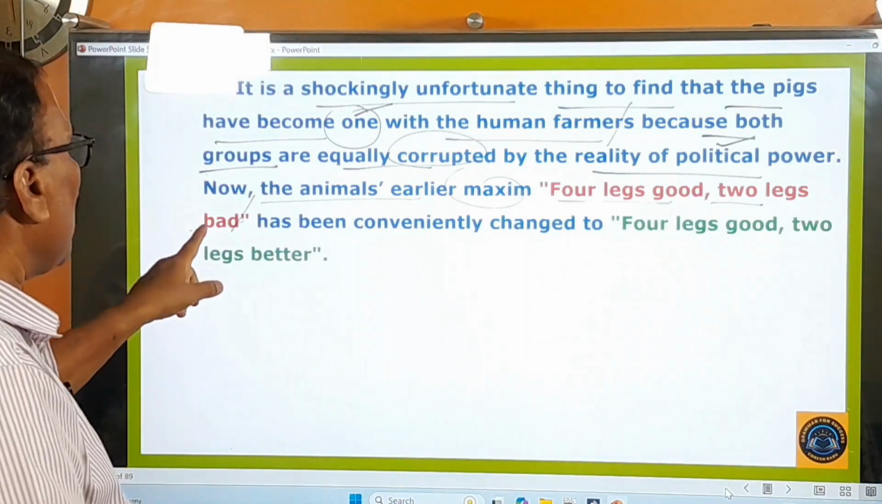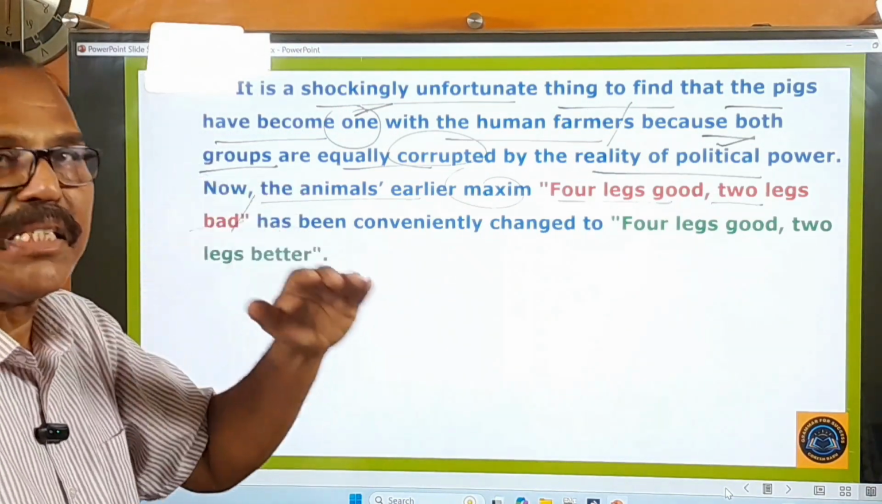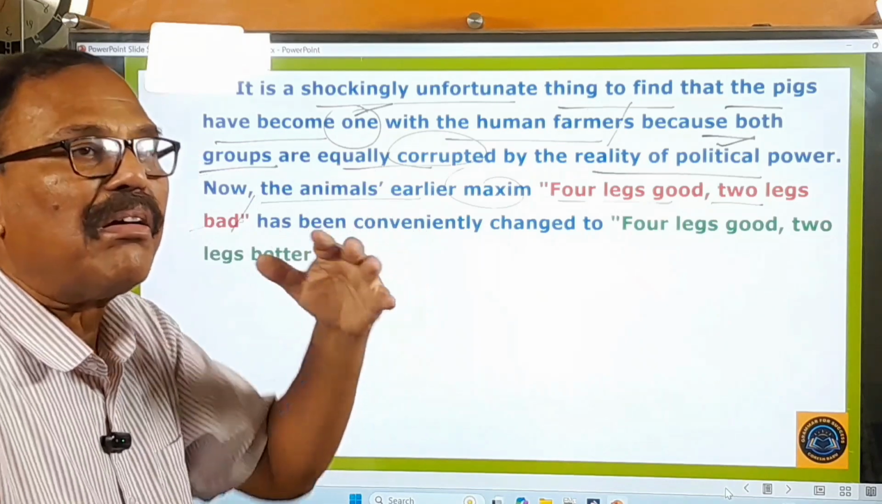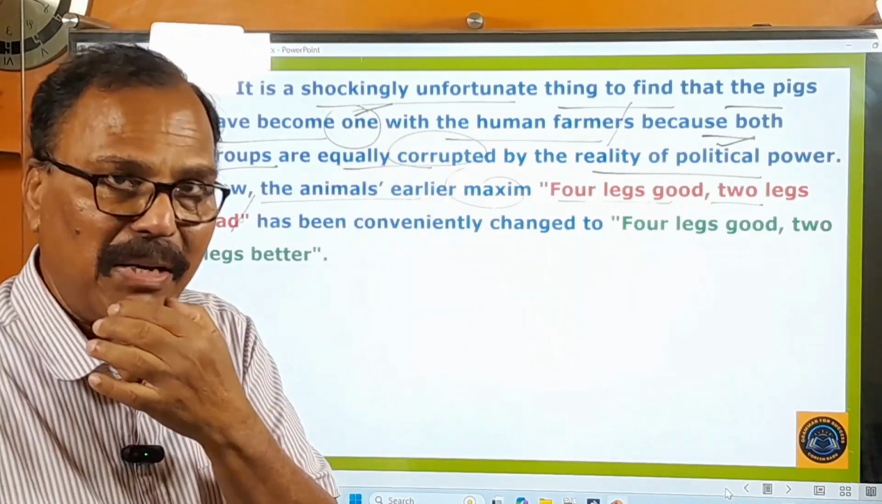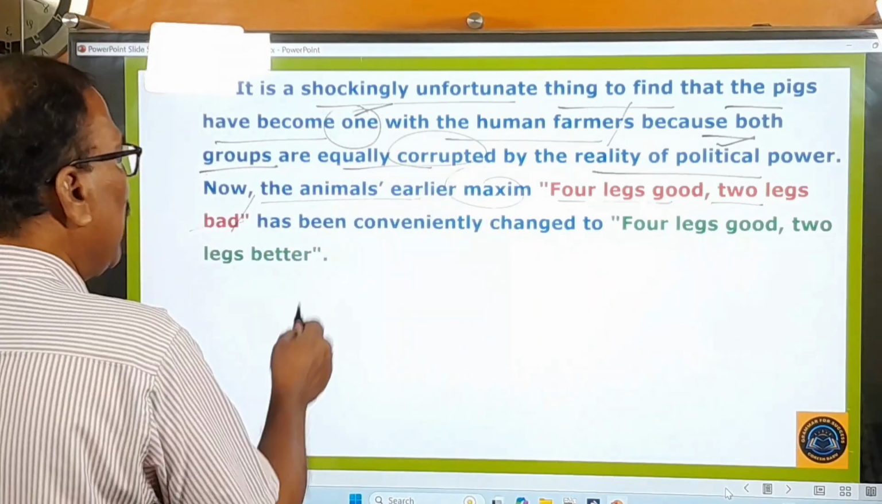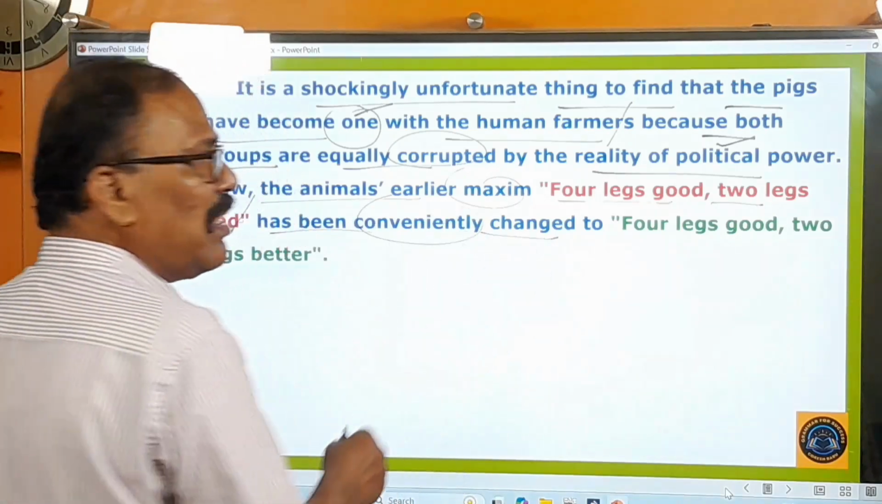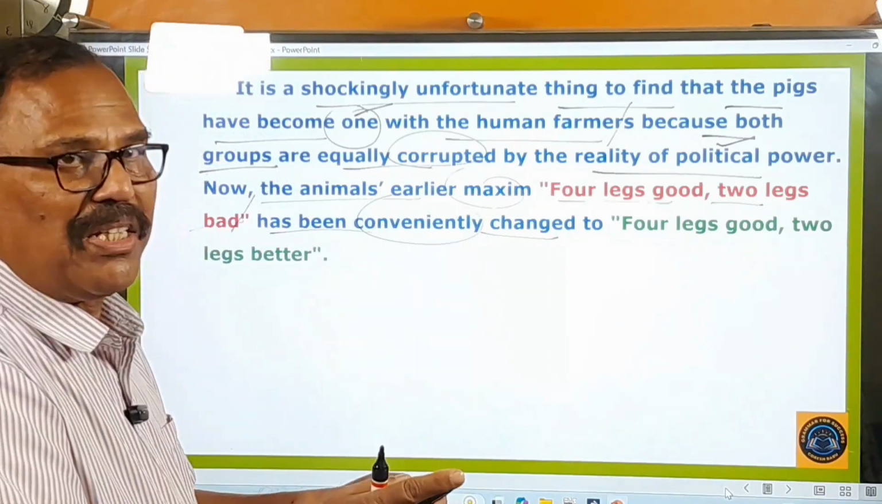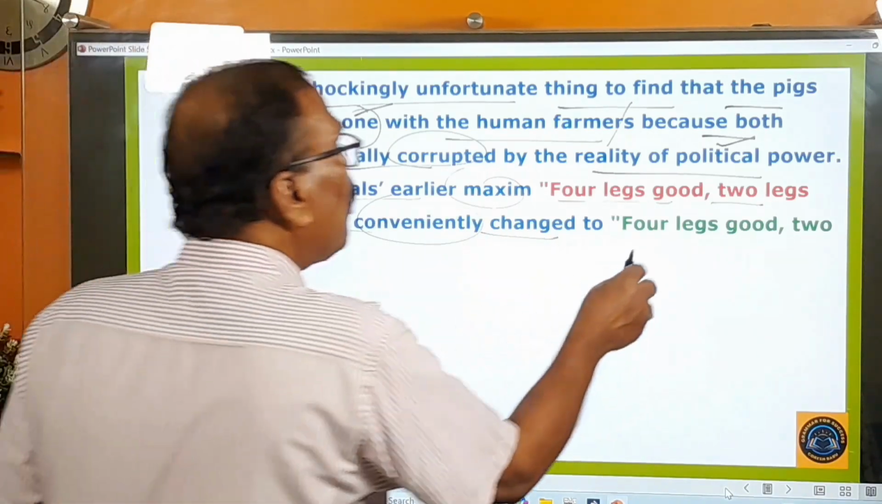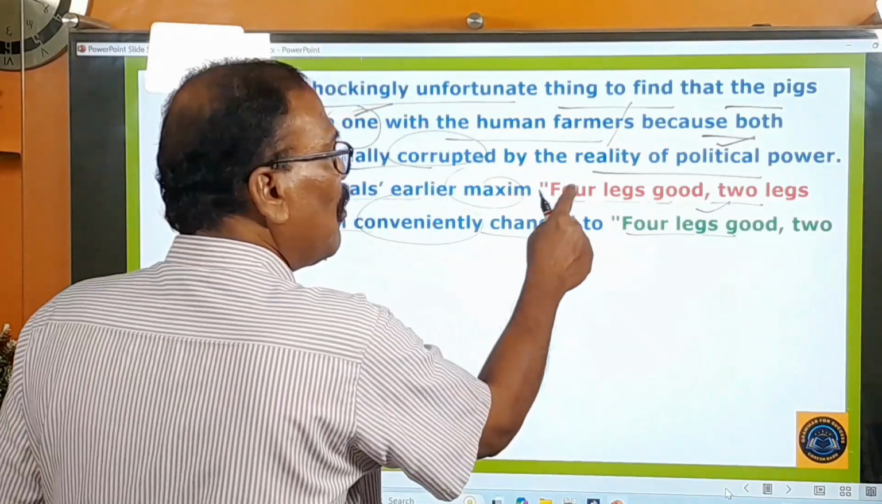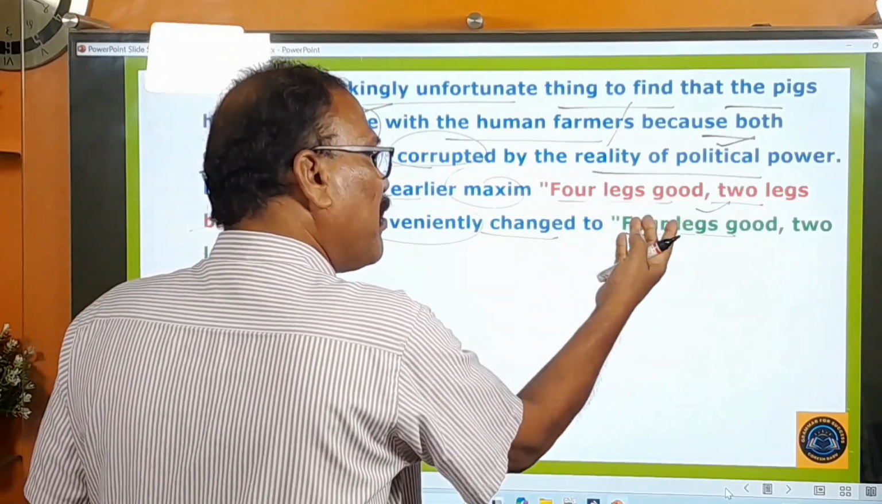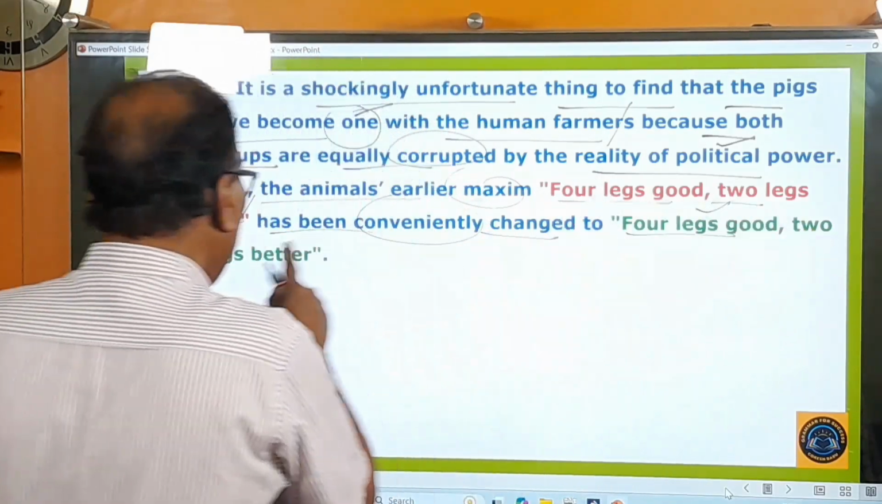So two legs are bad. That was the maxim that used to be in the early days of this Animal Farm. Now what happened? It has been conveniently, comfortably changed to four legs good. See, four legs good. That means again the animals are good, two legs better.